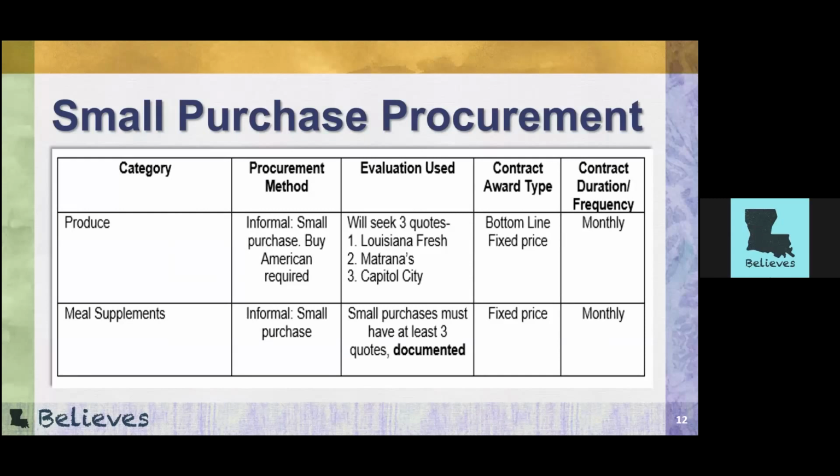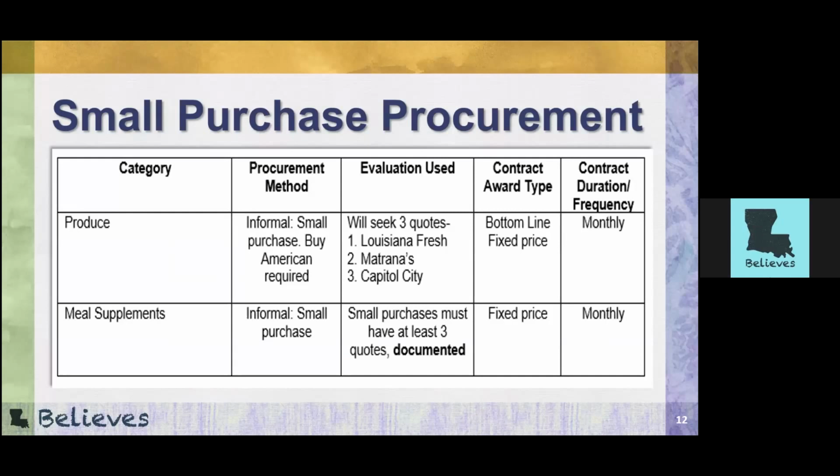If you find other vendors, certainly you can add them to your list, but that way it reminds them to get 3 quotes from at least 3 different companies. So for example, this is a small SFA and they're going to seek quotes from 3 different produce companies: Louisiana Fresh, Matronas, and Capital City.